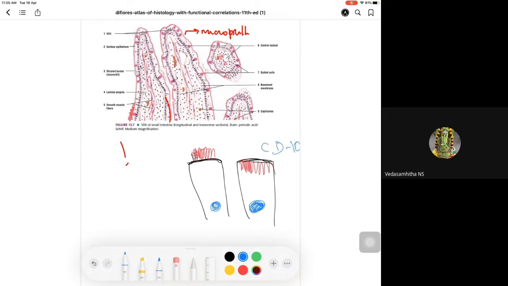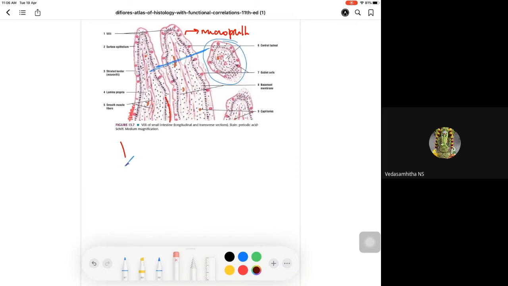Another point you have to remember: this is the tangential section. See the cut section of the papillae. This is the basement membrane. In papillae, the cells are away from the basement membrane. You see in the fibrovascular core, you see the blood vessels and some fibroblasts. This is the papillary processes.